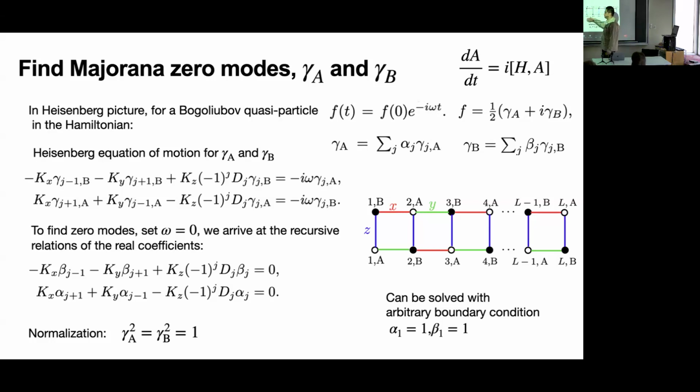And by using some anti-commutation relations, one obtains the relations of these coefficients of the linear superposition. Then one can start with an arbitrary boundary condition. For example, one starts with alpha 1, beta 1, and then obtains all the alpha j and beta j. And then finally, we also normalize gamma A and gamma B so that they satisfy the relations of the Majorana fermion.